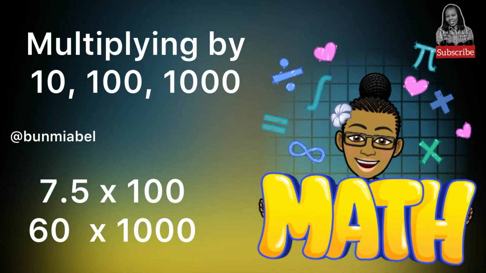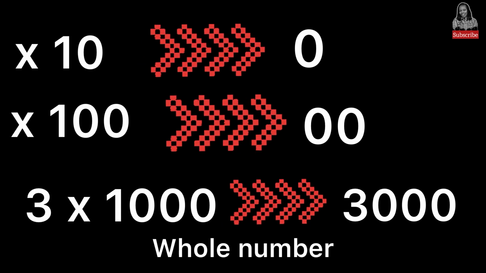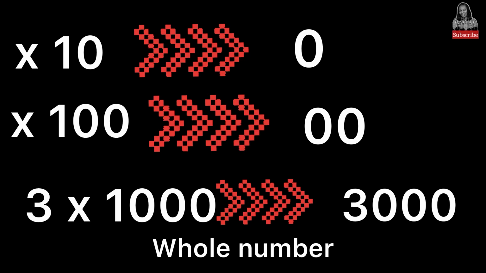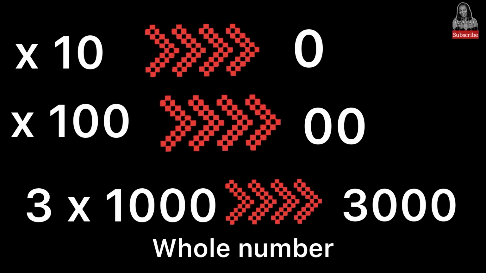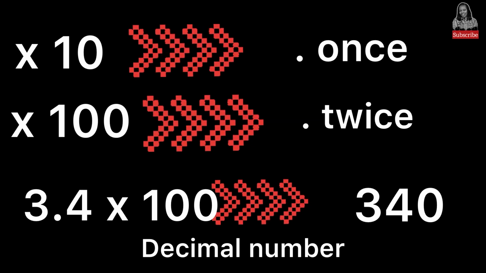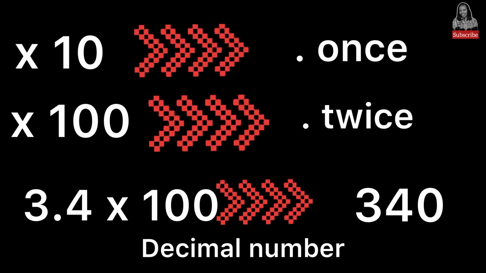Multiplying by 10, 100 and 1000. To multiply by 10, you add 1 zero to the right of a number. By 100, you add 2 zeros to the right of the number. For decimal numbers, you move the dot by the number of zeros. For example, by 10, you move the dot once. If it's 100, you move the dot twice.